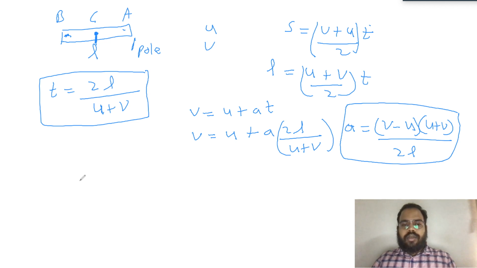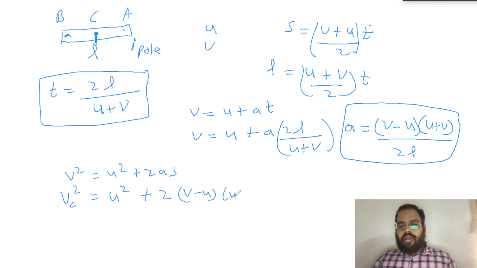So let's solve this. For this I'll use my third equation, that is v square is equal to u square plus 2as. Let's see v as the velocity of point C. So I'll write velocity of point C square is equal to u square, u is again my initial velocity, plus 2 times acceleration, which will be v minus u into u plus v divided by 2L, and s will be my displacement. Displacement will be L by 2, as it is the midpoint.